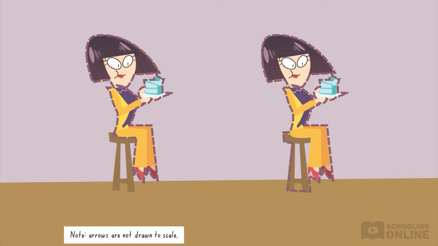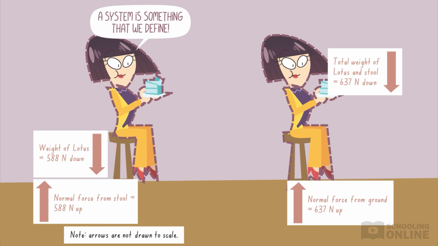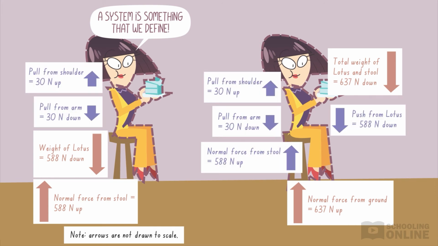To summarise, a system is something that we define when solving physics problems. Different systems may experience different types of external and internal forces.